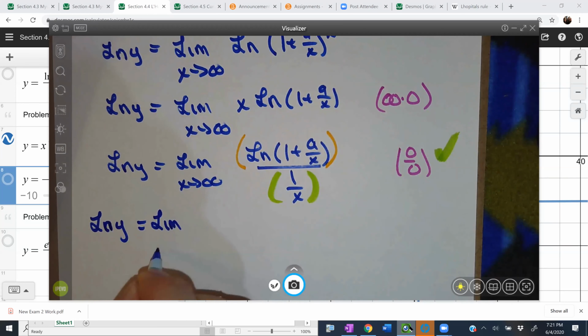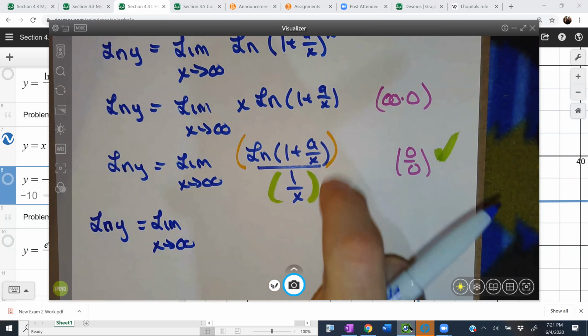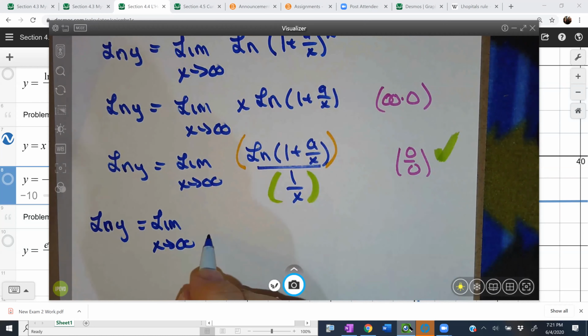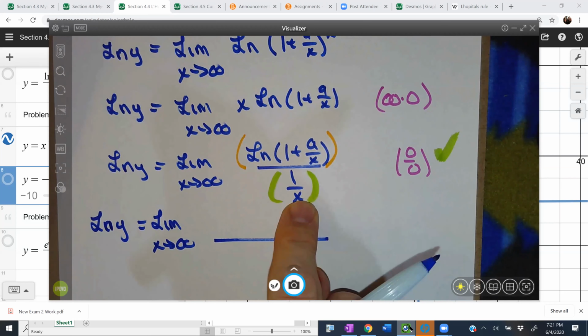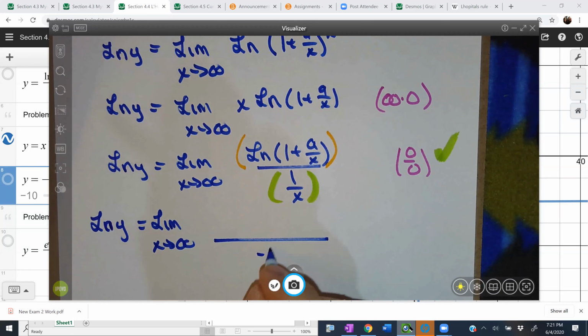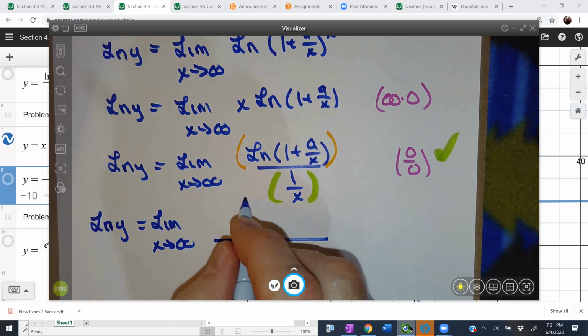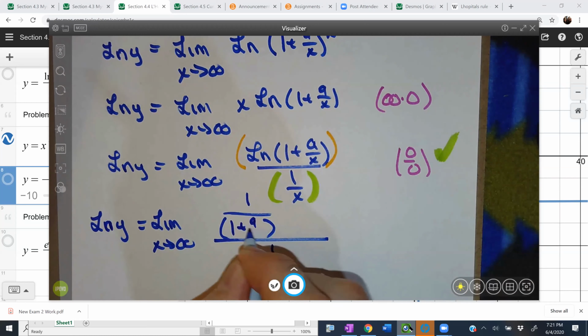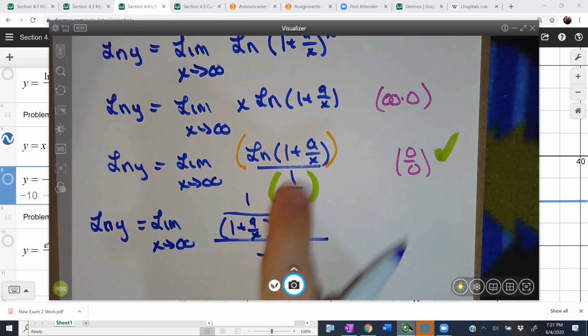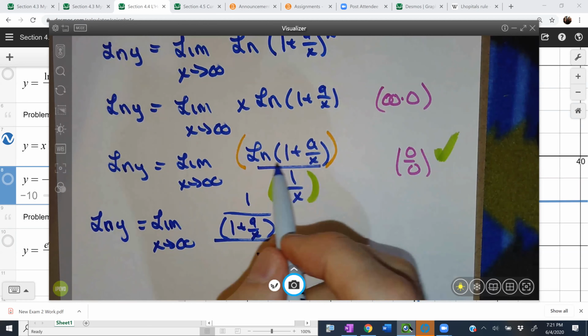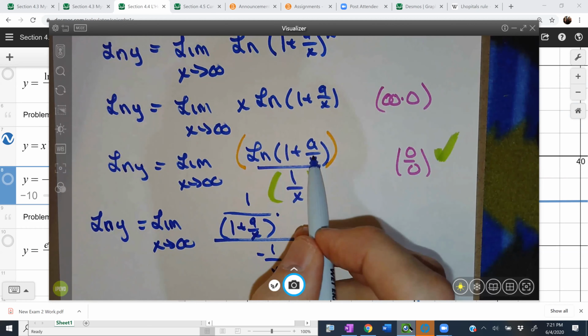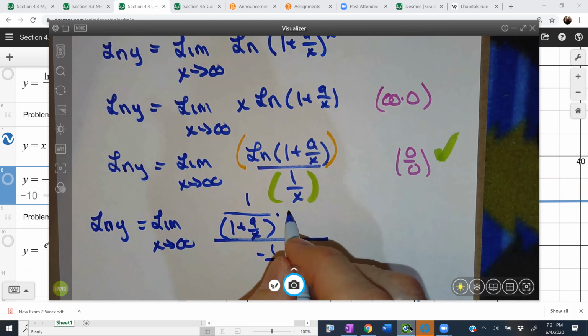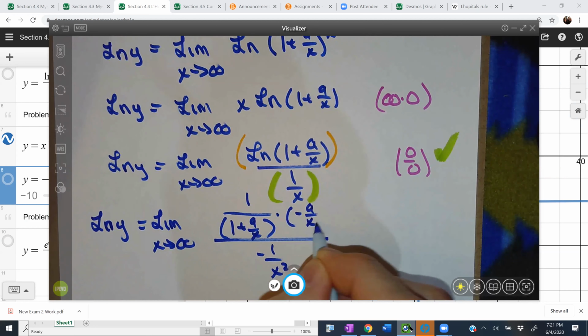limit as x approaches infinity, I'm going to differentiate the numerator and differentiate the denominator. We just did a problem in which we calculated the derivative of the denominator. We got -1 over x squared. In the numerator, the derivative of a log function is 1 over the function times the derivative of the function. The derivative of 1 is 0. The derivative of a over x is going to be -a over x squared.